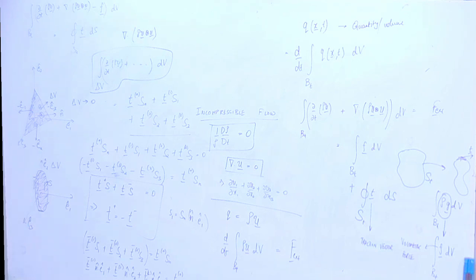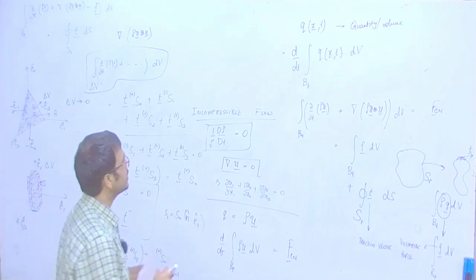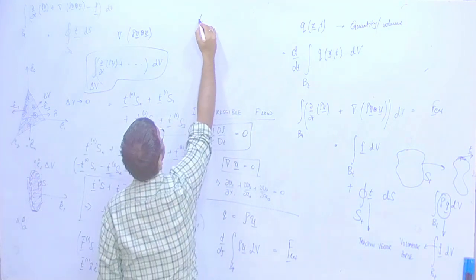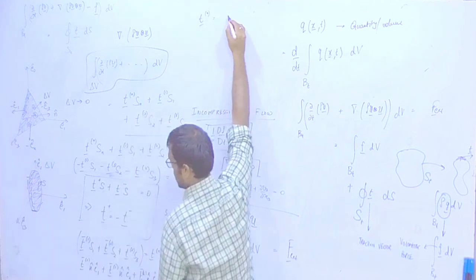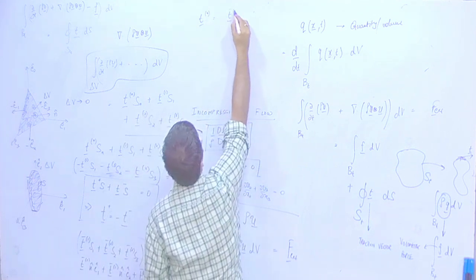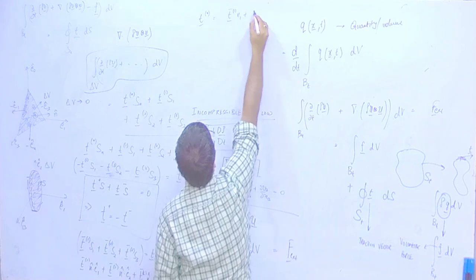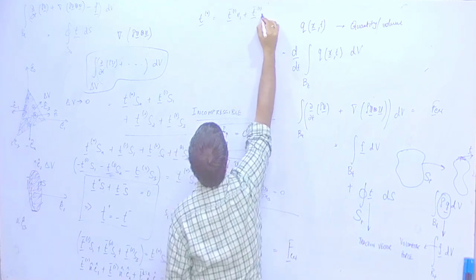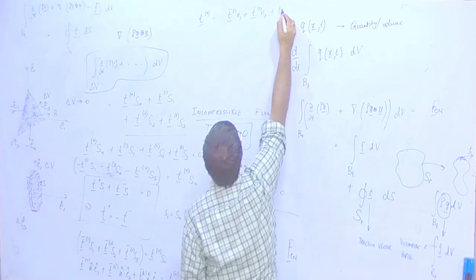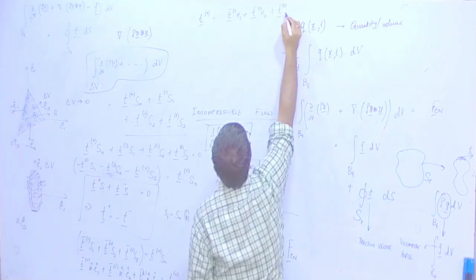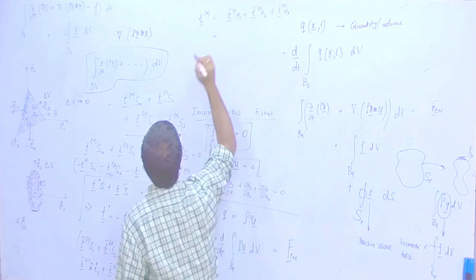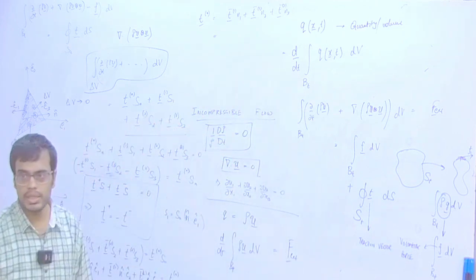So, n dot E1 is basically the component of n along E1, n dot E2 is the component of n along E2, n dot E3 is the component of n along E3. So, let me write that as Tn is T1 bar n1 plus T2 bar n2 plus T3 bar n3. I can write this very easily in index notation, right?